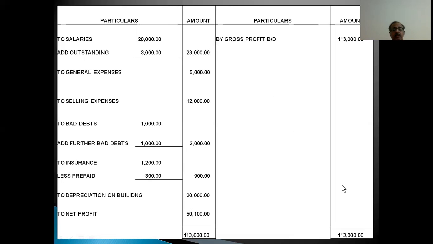Then we have to balance this P&L account. The credit side is more than the debit side, so there will be a credit balance. That means profit: net profit transferred to balance sheet, rupees 40,100. This 40,100 we are required to carry forward to the balance sheet and add along with capital. This is the balancing figure of the P&L account.